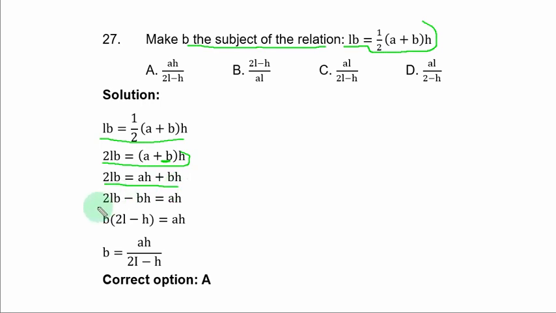Collect like terms, you have 2I minus BH equal to AH. You factor out B from the left hand side, you have this result. You divide both sides by the coefficient of B, you have B equal to AH over 2I minus H. A is the correct option.